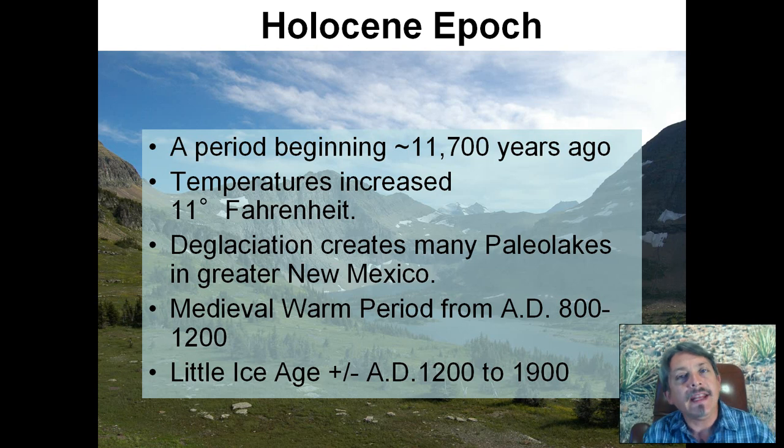The Holocene is our era. It started about 11,700 years ago and is still going to this day. This is a period of warming. An 11 degree Fahrenheit increase happened that melted away a lot of the glaciers that were on our landscape, including here in New Mexico. Deglaciation created many paleolakes in greater New Mexico, and I'm going to include the broader southwest del Norte Mexicano in this discussion.